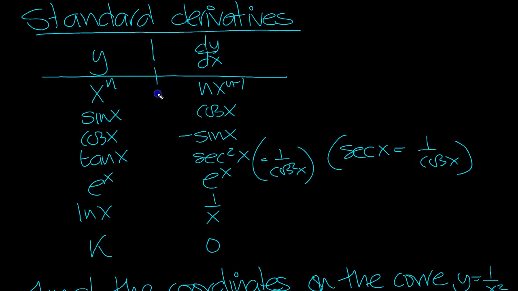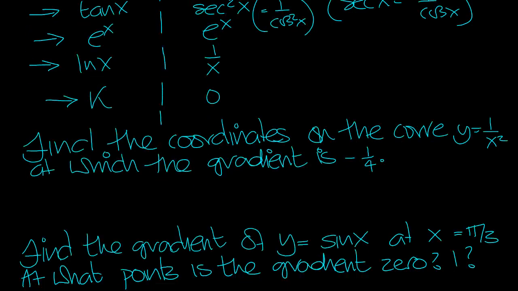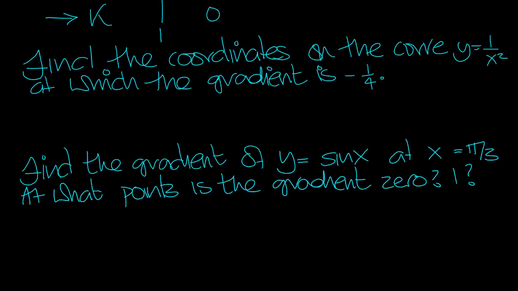Standard derivatives then, here's the list of standard derivatives. We've done the first one, and we said 1 goes to 0, but any constant differentiates to 0. Here's the x to the n, which differentiates to that. Sine goes to cos, cos goes to minus sine, tan goes to sec squared. Sec squared is 1 over cos squared because sec is just another way of writing 1 over cos. e to the x differentiates to e to the x, log x goes to 1 over x, and as we said, the constant goes to 0. So those are the standard derivatives that we'll find.